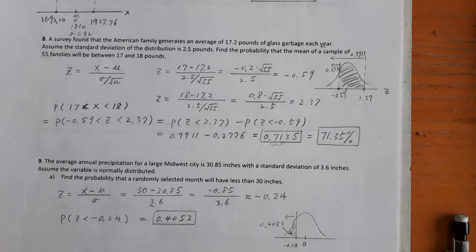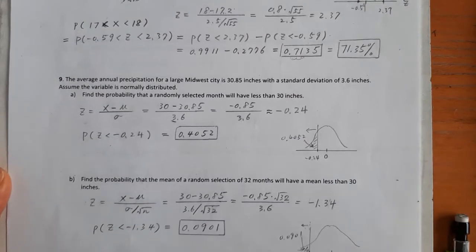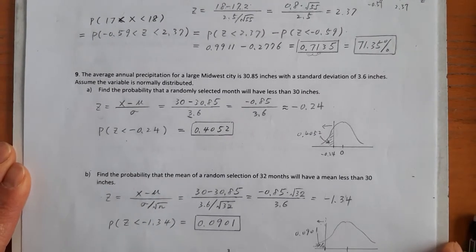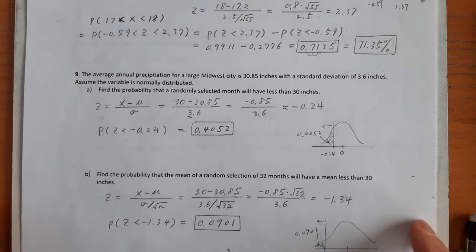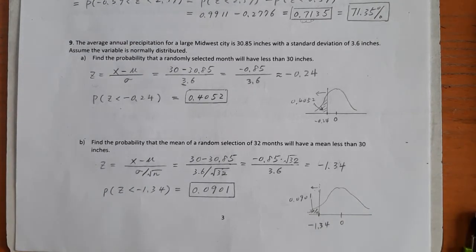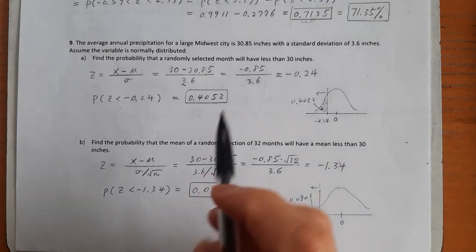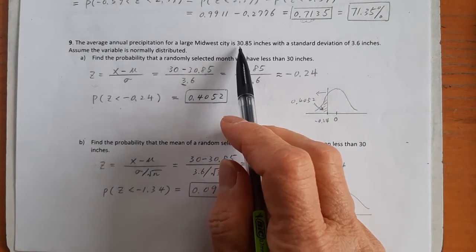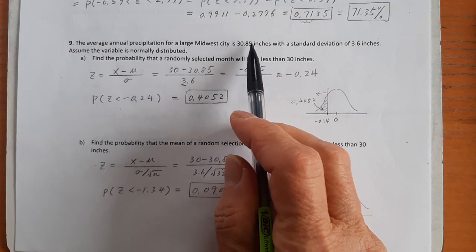The question 9, A and B. The average, which means mean, annual precipitation for a large Midwest city is 30.85 inches.